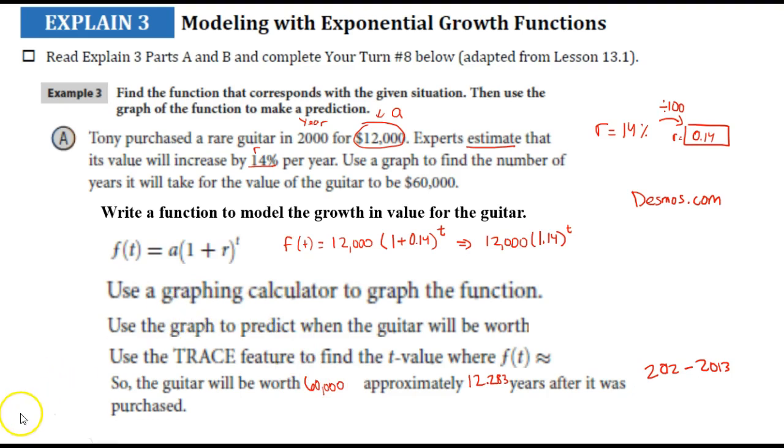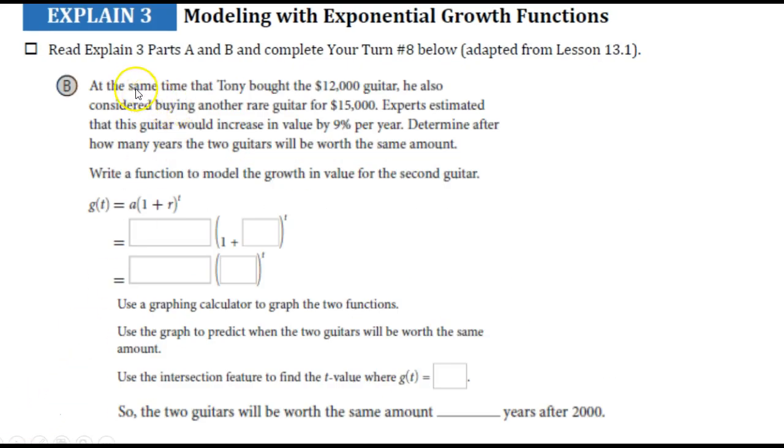All right, let's go on to explain B. So here they give us a different scenario. Tony again has bought another, at the same time Tony bought the $12,000 guitar, he also considered buying another rare guitar for $15,000. The experts estimated that this guitar would be worth 9%. Determine after how many years the two guitars will be worth the same amount. So let's say he hypothetically bought two guitars. This guitar that he's considering buying is $15,000, so he would buy it initially for $15,000.